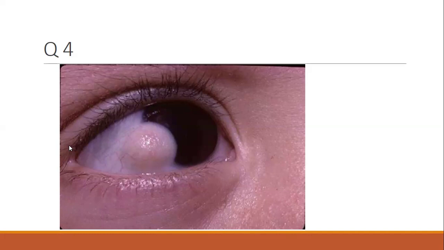Okay, so now my question is, what are the indications for the treatment? Are there any other indications based on which you will say that we want to take it off? If it's causing astigmatism or cosmetic disfigurement or obscuring the visual axis of the patient. Yes. So looking at this picture, how will you plan the treatment? What will you do?